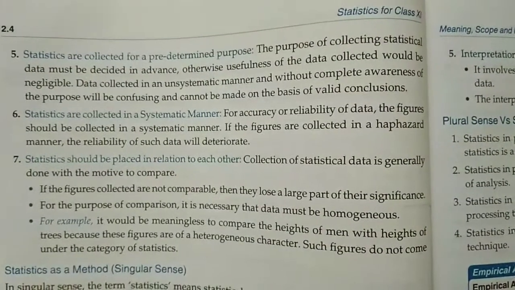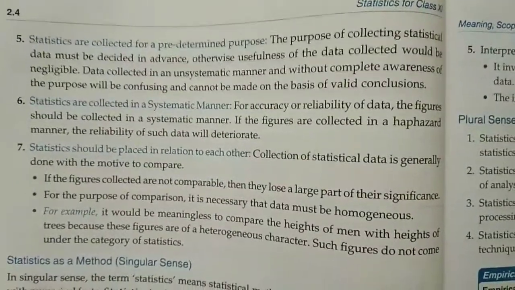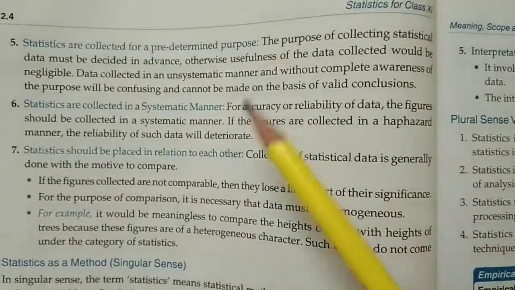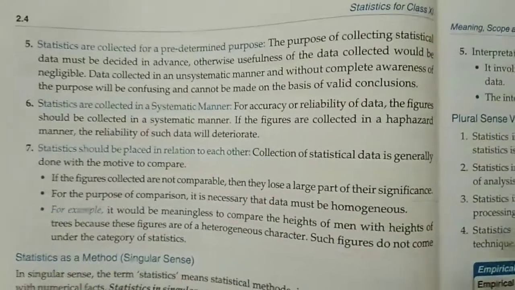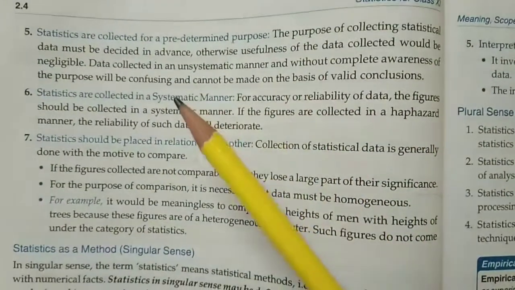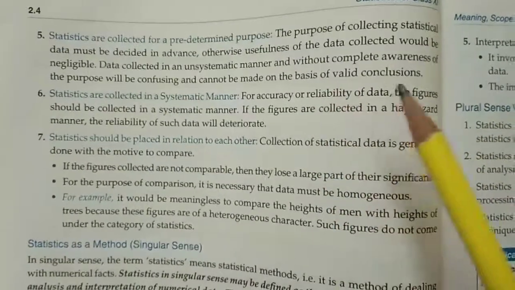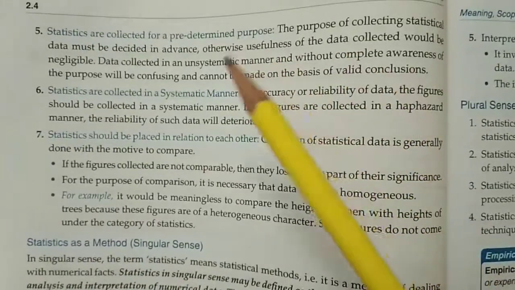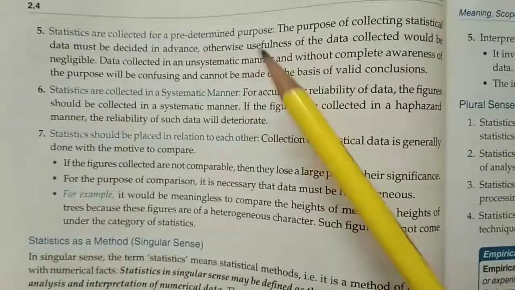Statistics are collected for a predetermined purpose. That means the purpose is predefined. Why are we collecting the data? What is the purpose of collecting this data? The purpose of collecting statistical data must be decided in advance. Otherwise, the usefulness of the data collected will be negligible. Data collected in an unsystematic manner and without complete awareness of the purpose will be very confusing, and valid conclusions cannot be made on its basis. One cannot reach a valid conclusion if the purpose is not determined earlier. So it must have a predetermined purpose, the reason behind collecting the data. It must be well defined.